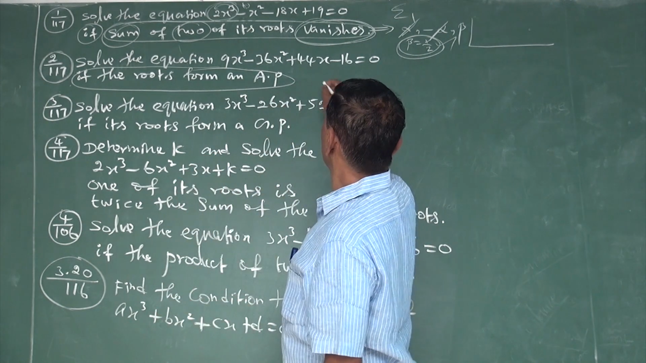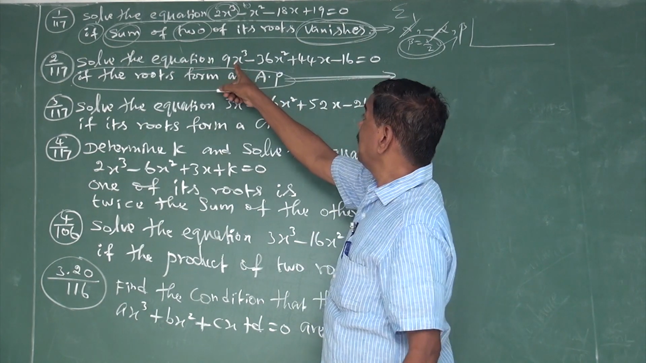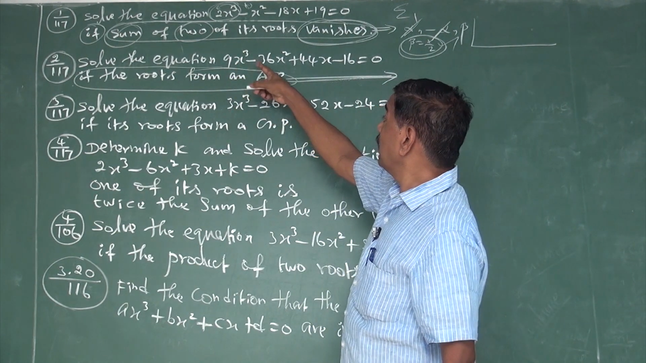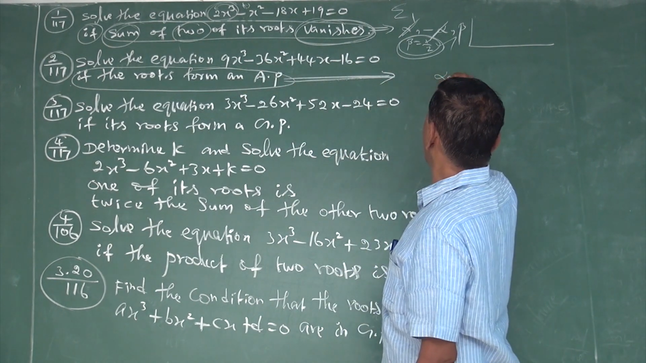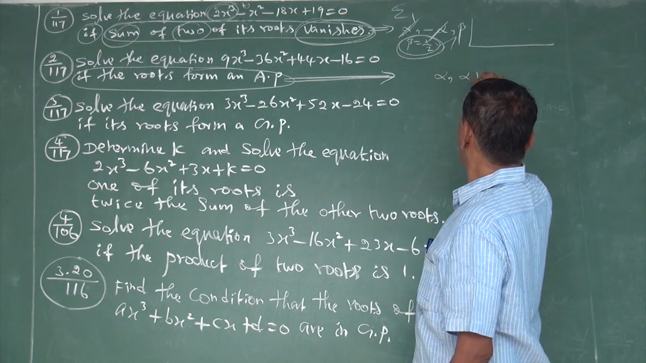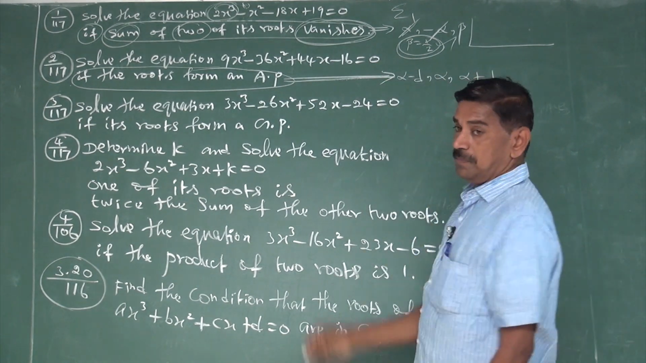That's all. So, here the given condition is AP and it is a cubic equation, we need 3 roots, and any 3 terms in an AP will be of the form center alpha, next alpha plus d, before alpha minus d. That's all.